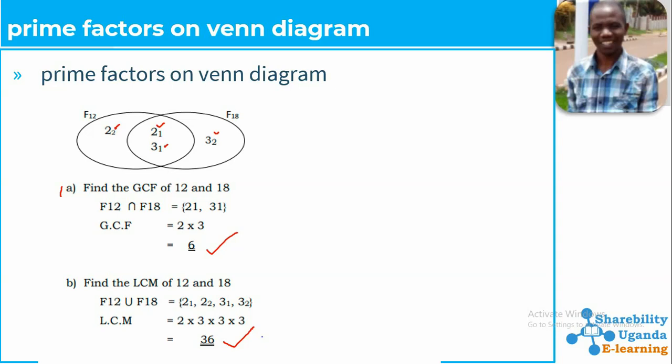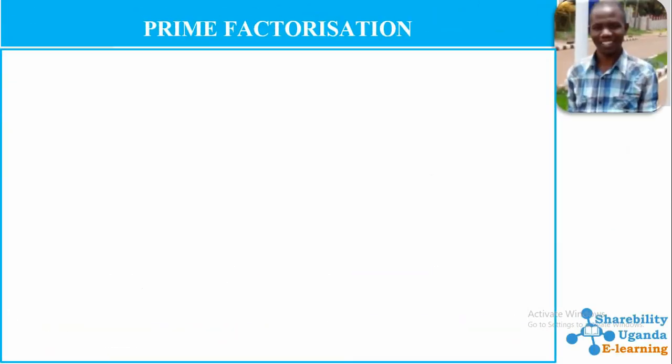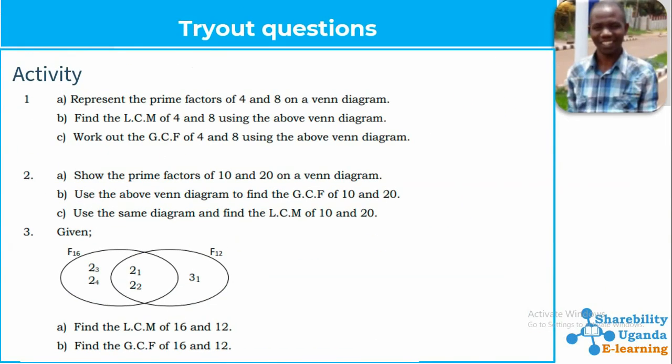Alright, in our recent video we looked at how we can represent prime factors on a Venn diagram, and this was one of our examples. We are able to look at different numbers, and in today's lesson we shall concentrate more on what these questions look like and how we really work upon these questions.